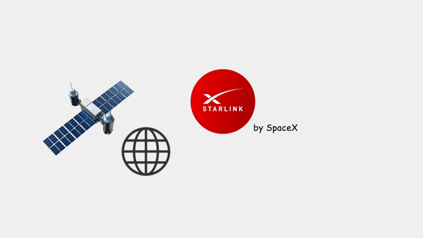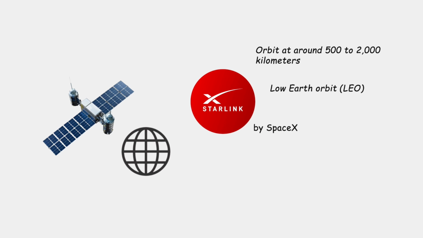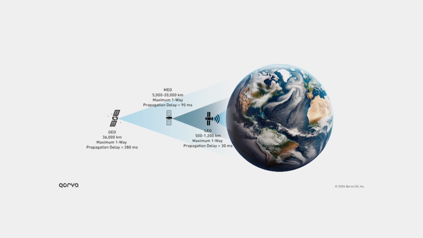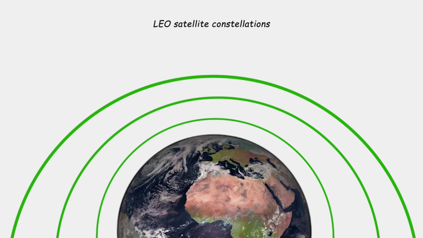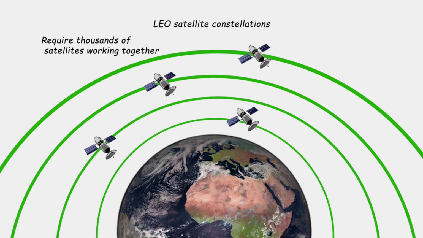A newer generation of satellite internet, like Starlink by SpaceX, uses low Earth orbit (LEO) satellites, which orbit at around 500 to 2,000 kilometers. Because the signal travels a shorter distance, latency drops significantly, often below 50 milliseconds. LEO satellite constellations can provide high-speed internet to previously underserved areas, but they require thousands of satellites working together and constant tracking to maintain coverage.